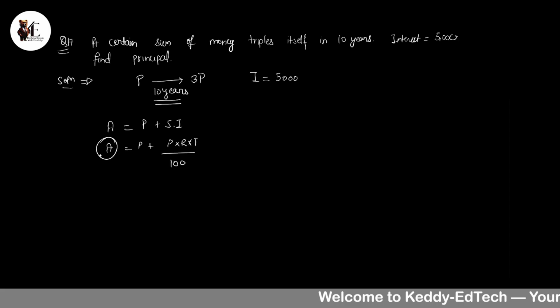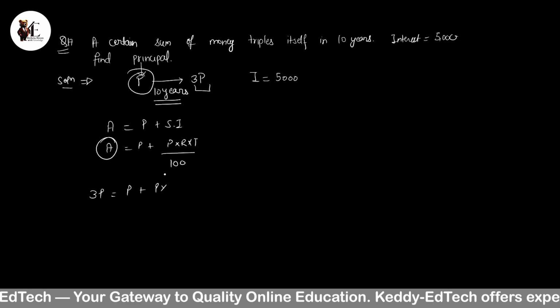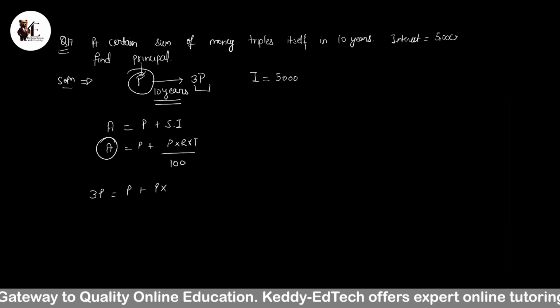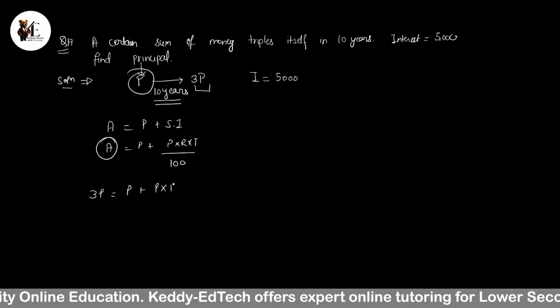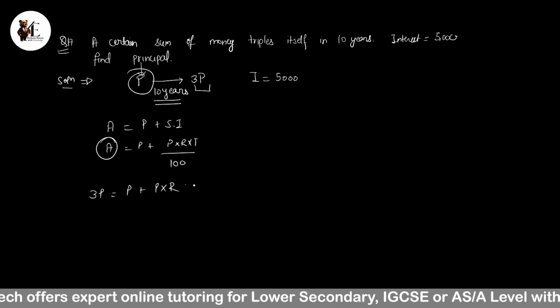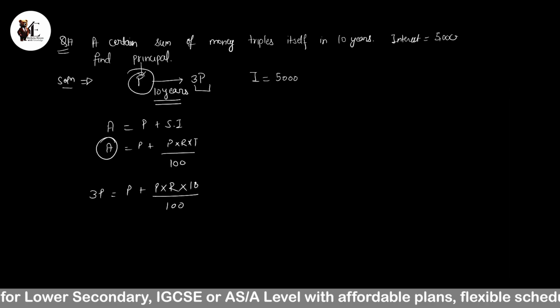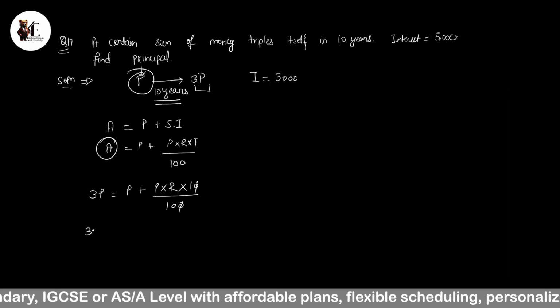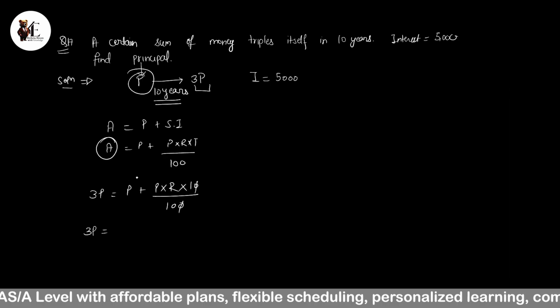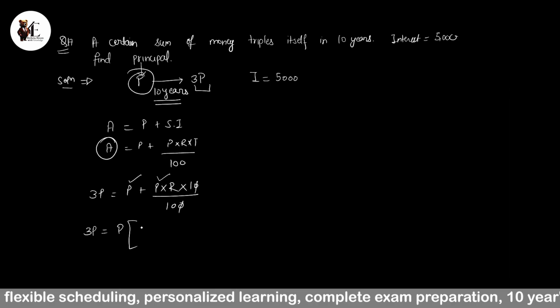So amount is the final amount, which has now become 3P, is equal to, initially we have assumed the sum was P, so P plus P into R. The rate of interest is also not given, so we'll take R as R, and time period is given as 10. So 10 over 100. So one of the zeros will be cancelled out. So 3P. Now you can see that P is present in this term also and in this term also, so I can take out P as common.